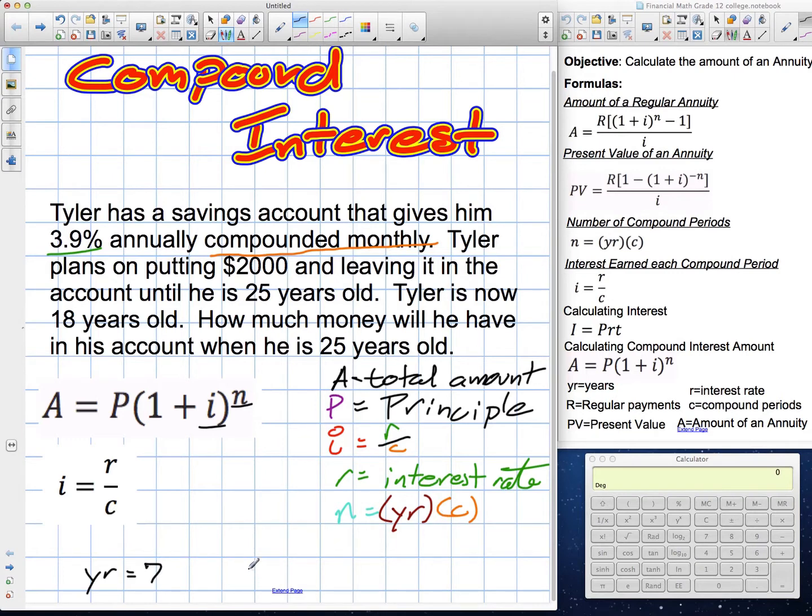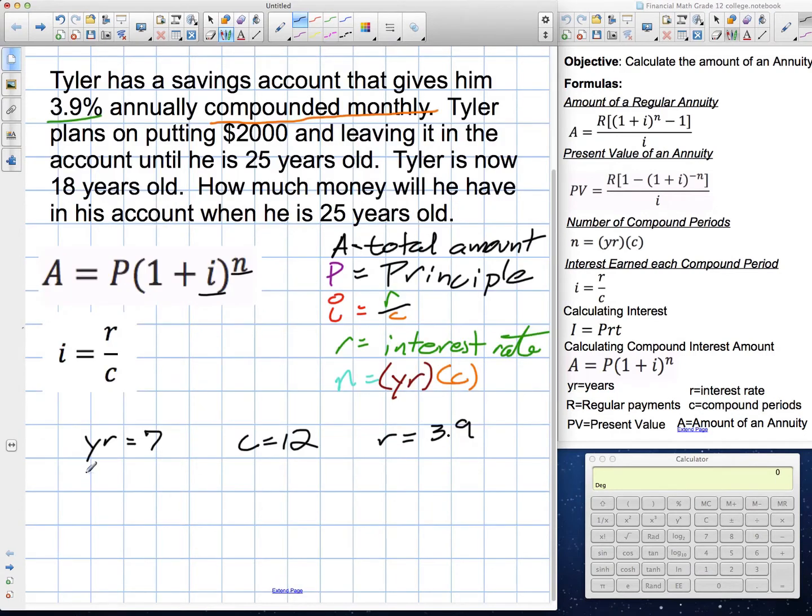Our compound period, C, is 12. Our interest rate, R, is 3.9. So we have a couple of the basic ones. Our principal, P, is going to be what? $2,000. Is that all we have? P, R, YR, and C. Good. We need to calculate our I.